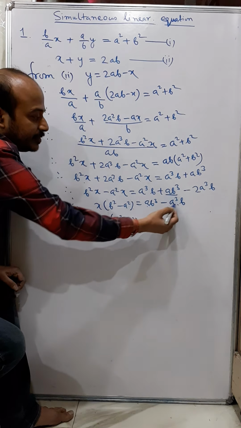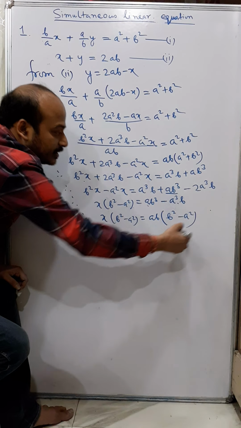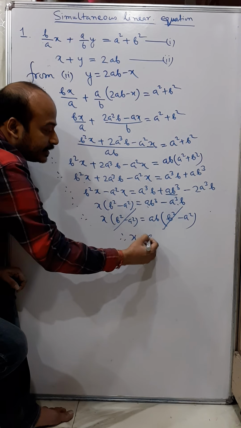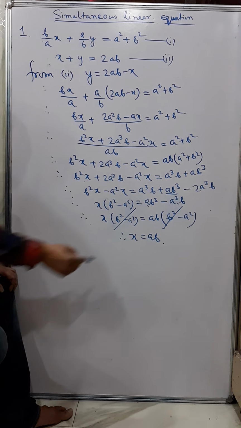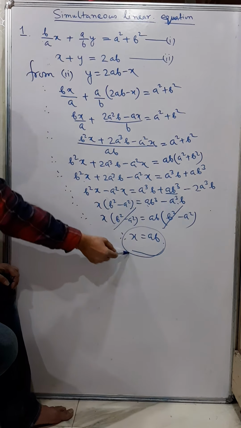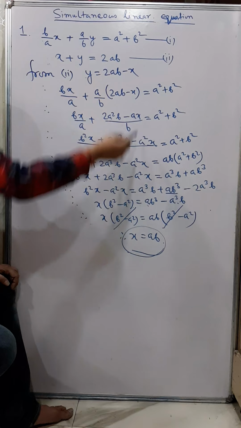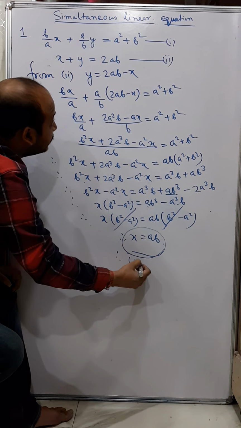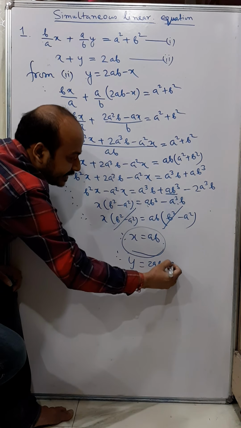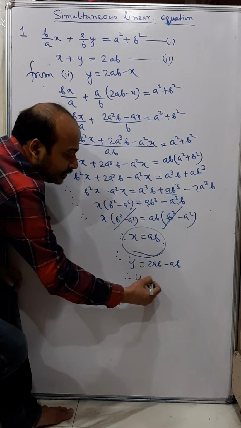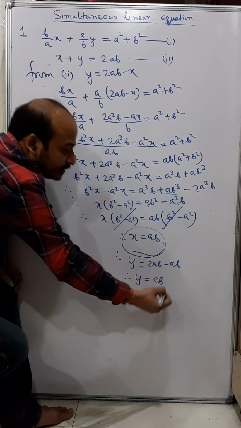Here we can take ab common. Now if I take ab common, what I get? I get b square minus a square, and then finally I get x is equal to ab. Now putting this value of x equals ab in this y, we can get the value of y also as ab. So we get y is equal to 2ab minus x, means 2ab minus ab, and so finally we get ab.